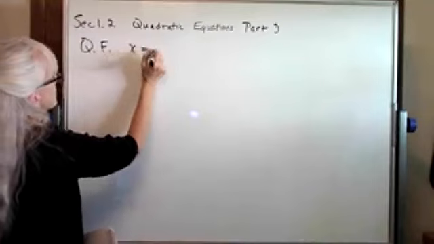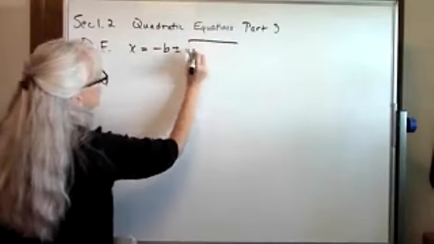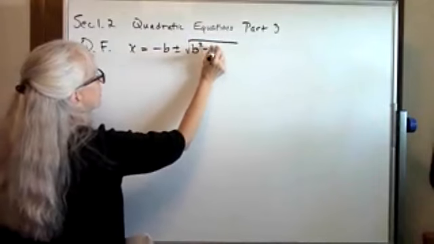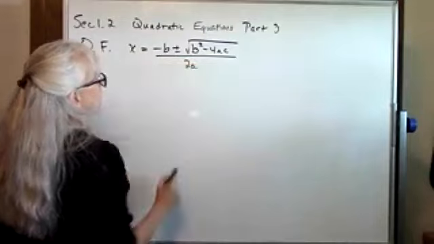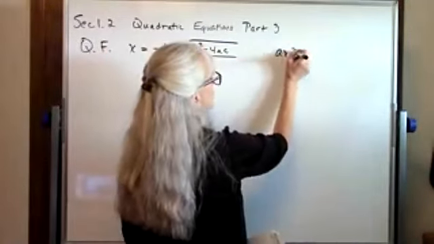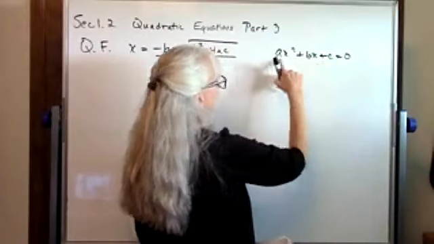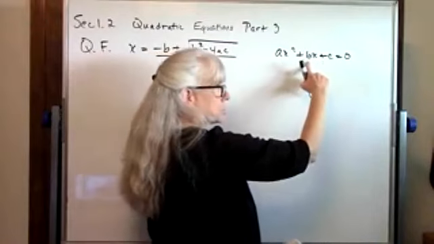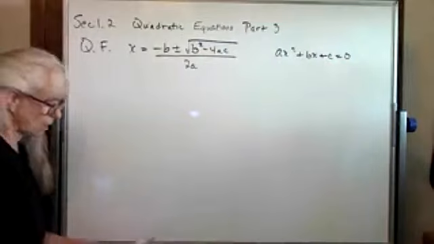It simply says that x is equal to the opposite of b plus or minus the square root of b squared minus 4ac, all over 2a. And again, the a, the b, and the c refer to the standard form of ax squared plus bx plus c equal to 0. So a is the coefficient on the first term, b is the coefficient on the second term, and c is the constant. So let's go try it, see how it goes.